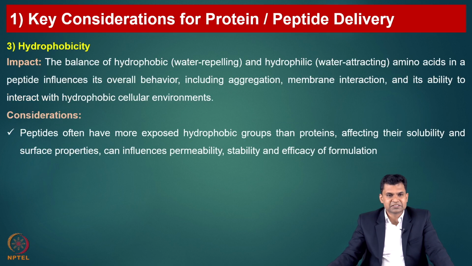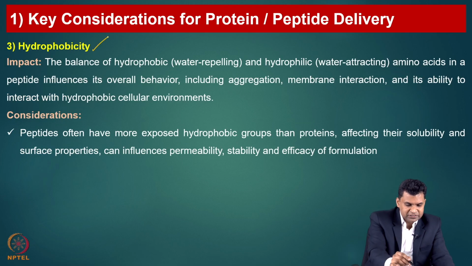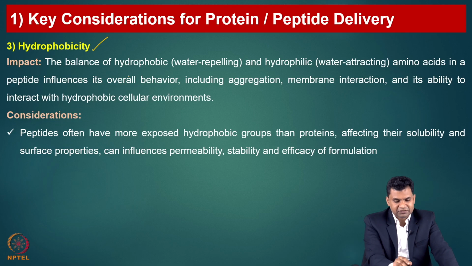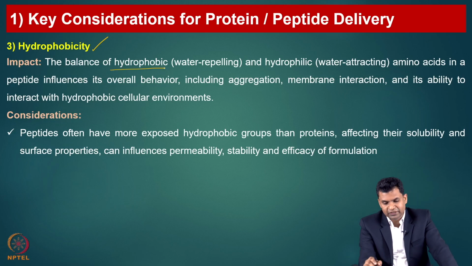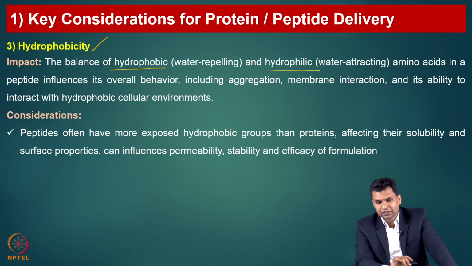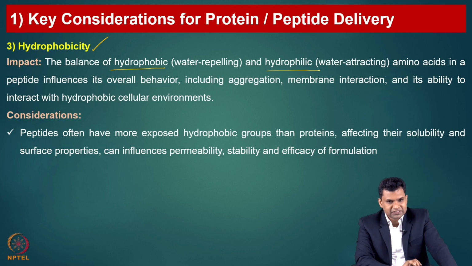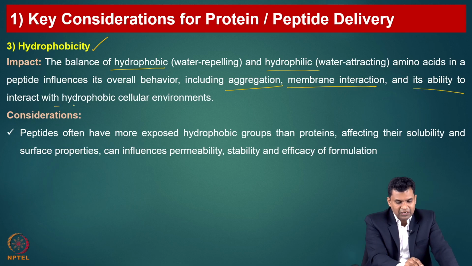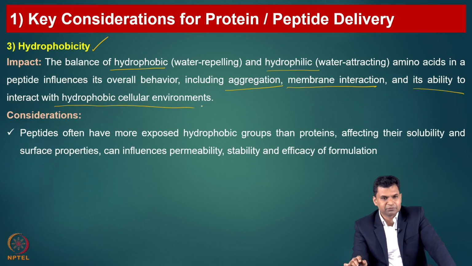And the third one is hydrophobicity. The third consideration for protein delivery is hydrophobicity. This is very important because it balances the hydrophobic as well as hydrophilic properties of the amino acids, which will definitely influence aggregation, membrane interaction, and the ability to interact with hydrophobic cellular environments.